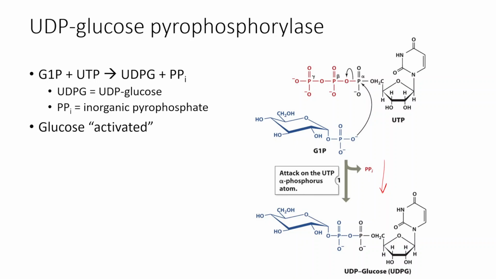So what's happening here with UDP glucose pyrophosphorylase is it has substrates glucose 1-phosphate and UTP. And the products of it are UDP glucose, or UDPG, and an inorganic pyrophosphate. And this ultimately is helping to activate the glucose by adding it onto this really high energy phosphate bond. And the pyrophosphate itself also has this really nice high energy phosphate bond in it that we're going to see is actually going to help produce energy to help drive the rest of glycogen synthesis.